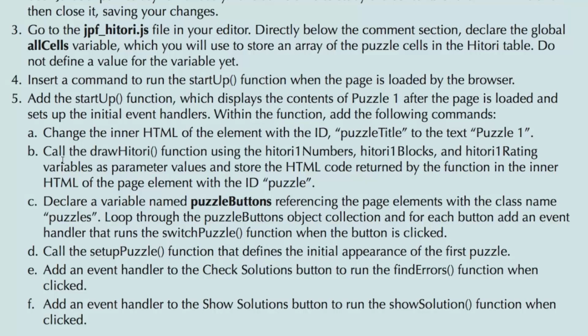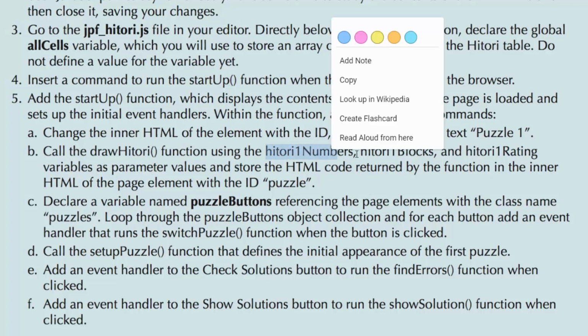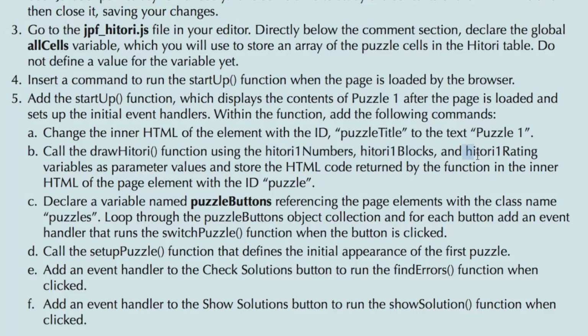Step 5b now, we're going to call the drawHattori function using the hattori1Numbers, hattori1Blocks, and hattori1Rating variables as the parameters. And that reads kind of odd. I mean, they're just saying we want to identify hattori1Numbers, hattori1Blocks, hattori1Rating. Those are the parameters that we're going to pass into drawHattori, so it knows which variables that exist in the grid 3 JavaScript file, which ones were variables we're targeting in that file.